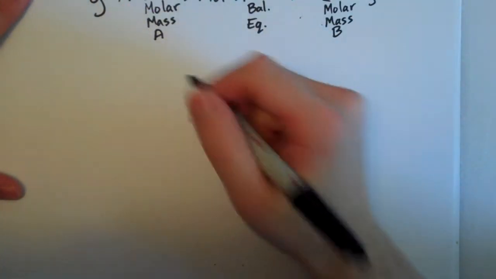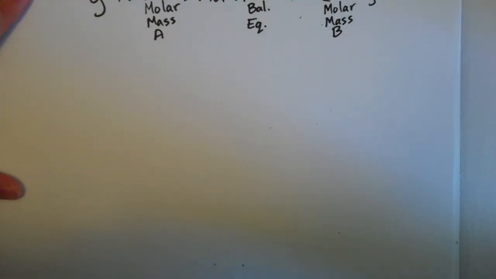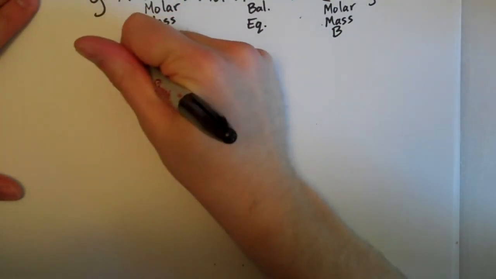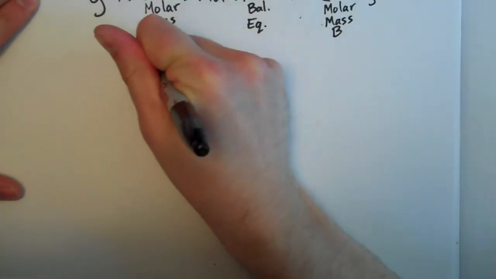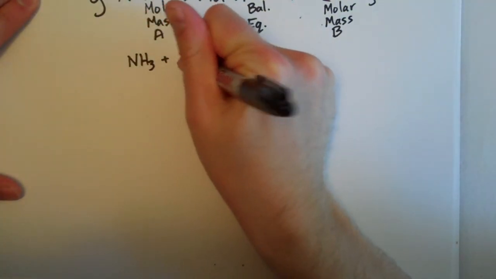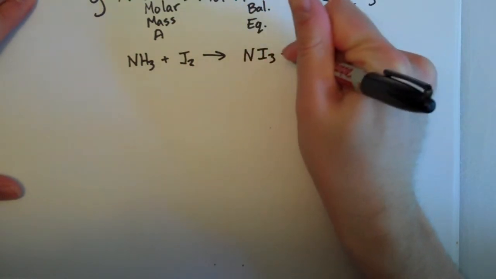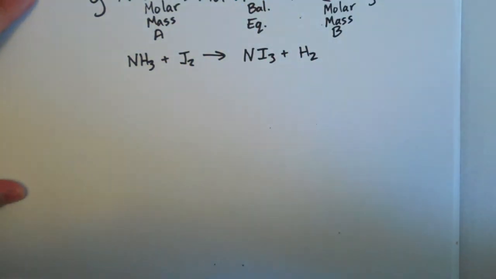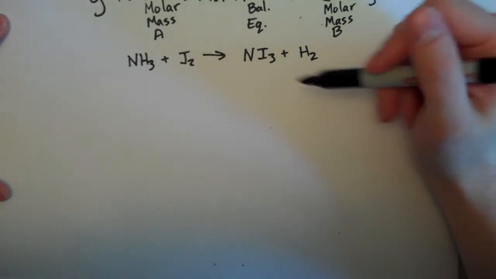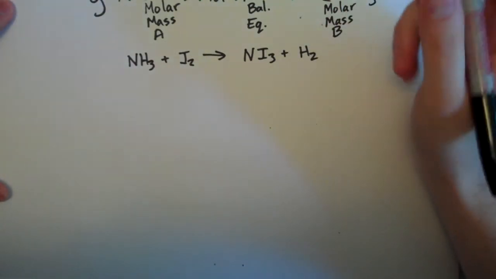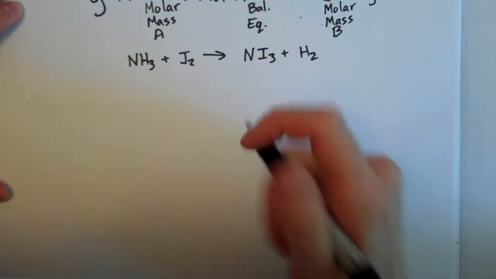Let's say that I'm given this equation right here: NH3 plus I2 going to NI3 plus H2. Okay, this is a fun little reaction. This is actually kind of a simplification of it, but NI3 is actually a contact explosive, nitrogen triiodide. You should try looking it up on YouTube. Lots of fun. But anyway, here's what we're going to do.